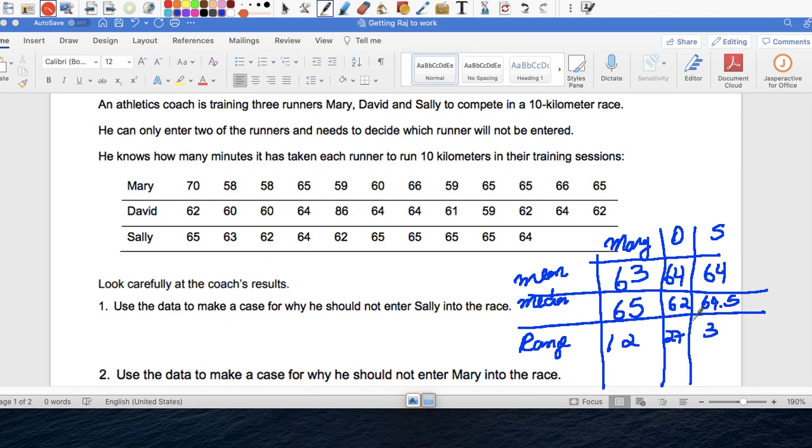So we can say that her mean is the highest. Okay, her median is the second highest. So again, we're making a case as to why we don't want Sally on the team. Although her spread is less, right? So it means that she's still more consistent than the other two because her range is small. If you look at Sally's times, all her times are very close one to the other.